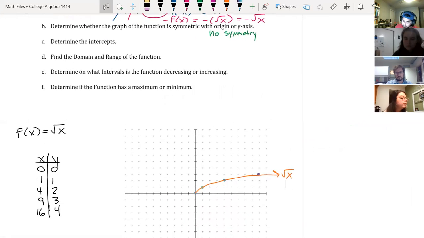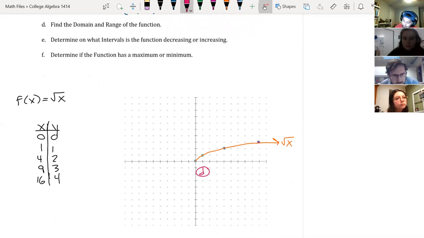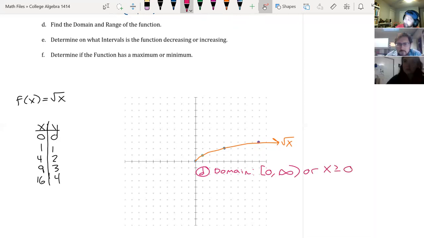And now to answer the questions above, we want to know, does it have any intercepts? Well, if you look at the graph, where's my x-intercept and y-intercept at? The origin, right? So the x-intercept and the y-intercept are both going to be at 0, 0. Okay. And then the next one says, find the domain and range of the function. Well, this is just your basic old square root function. So for D, what would my domain be for the square root of x? It would be close bracket 0 to infinity. There you go. Or x greater than or equal to 0, right? Yep. Good.